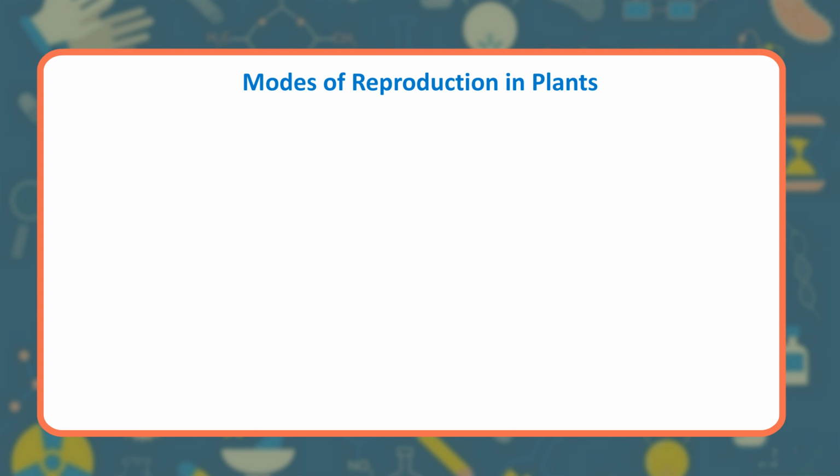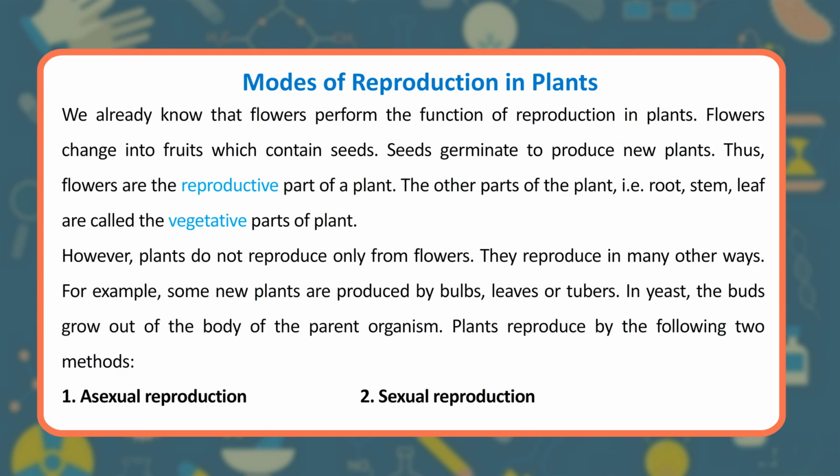Modes of reproduction in plants. We already know that flowers perform the function of reproduction in plants. Flowers change into fruits which contain seeds. Seeds germinate to produce new plants. Thus, flowers are the reproductive part of a plant. The other parts of the plant, i.e. root, stem, leaf are called the vegetative parts of plant.